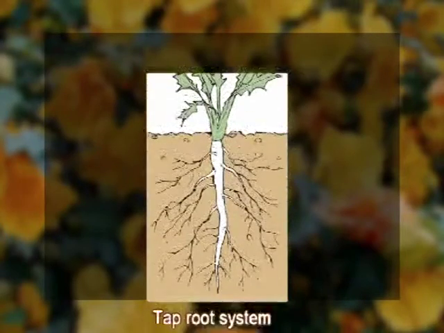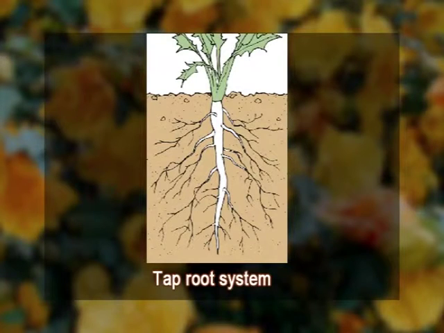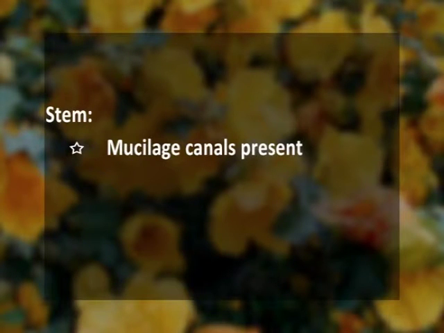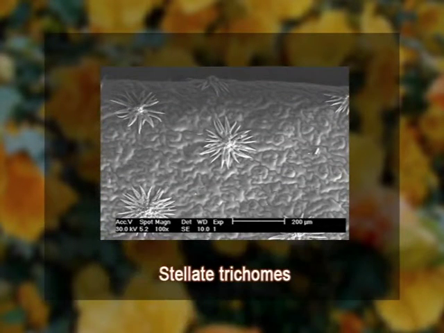Now the root. As Malvaceae belongs to dicots, that's why here we have a typically taproot system. The stem in the case of Malvaceae is often associated with mucilage canals. Also, the stem has either stellate trichomes, stellate means the star-shaped hairs, or peltate scales.